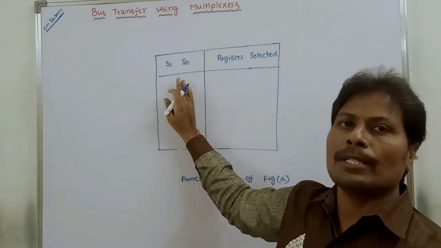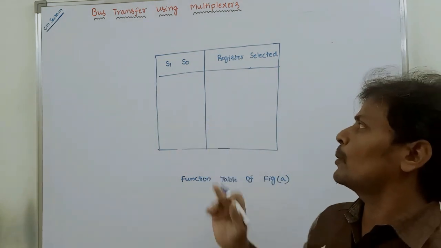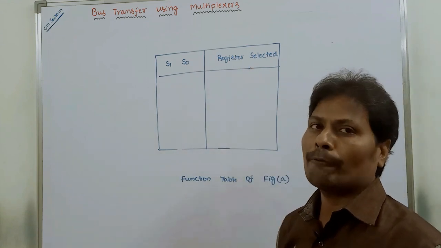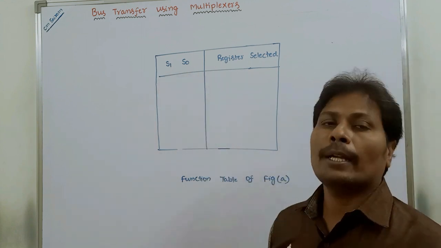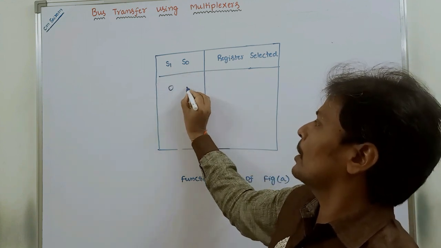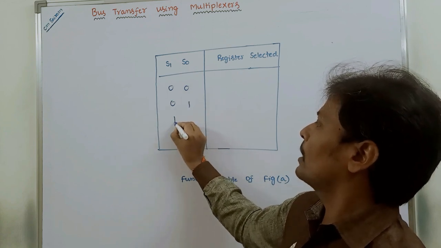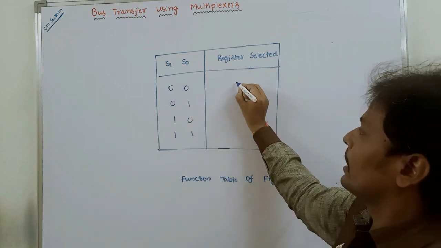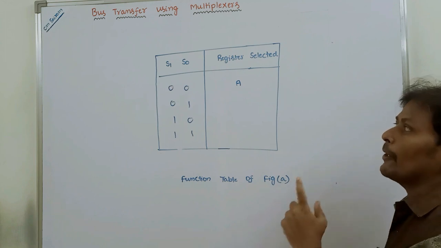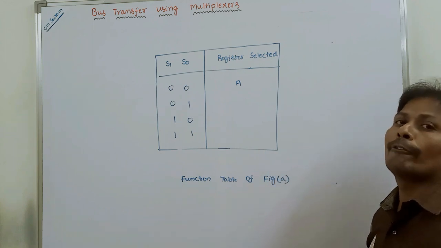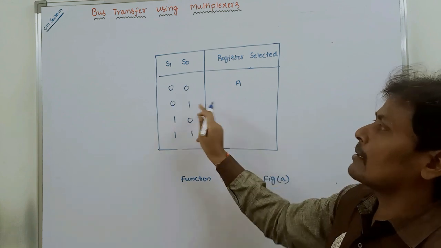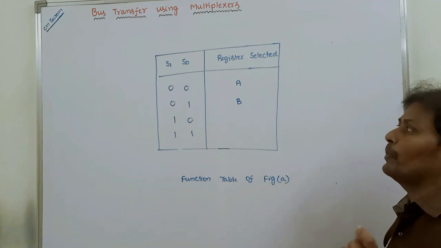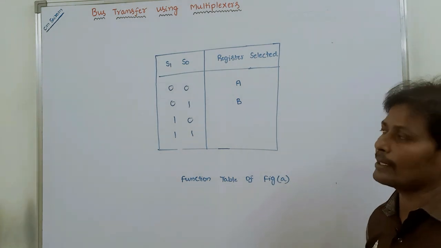So here, the first column represents the selection inputs S1 and S0. The second column represents which register we have to select. With the two inputs, there are four possible combinations: 00, 01, 10, 11. S1, S0 is equal to 00: register A is selected. The content of register A is transferred to the 4-line common bus system. S1, S0 is equal to 01: register B is selected. The content of register B is transferred to the 4-line common bus system.